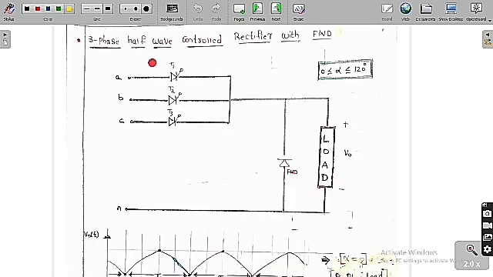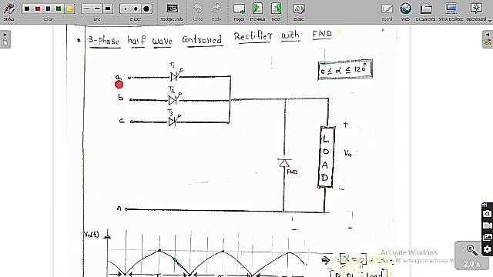Now we are going to learn the three-phase half-wave controlled rectifier with freewheeling diode. Three-phase means we are going to give the three-phase supply. Half-wave means we are going to get 3 pulses at the output. Controlled rectifier means we are going to use thyristors. The freewheeling diode means we are going to keep a freewheeling diode across the load.